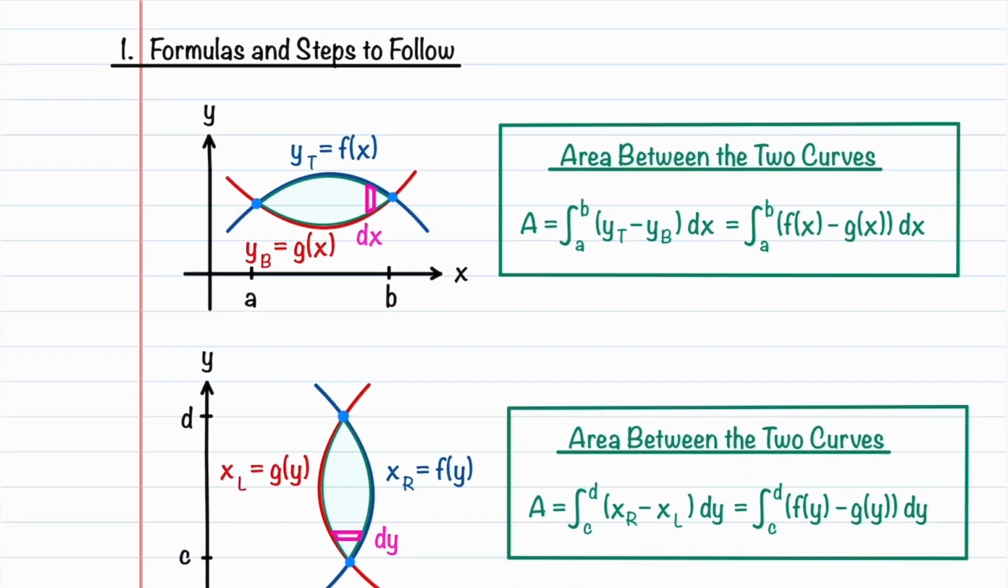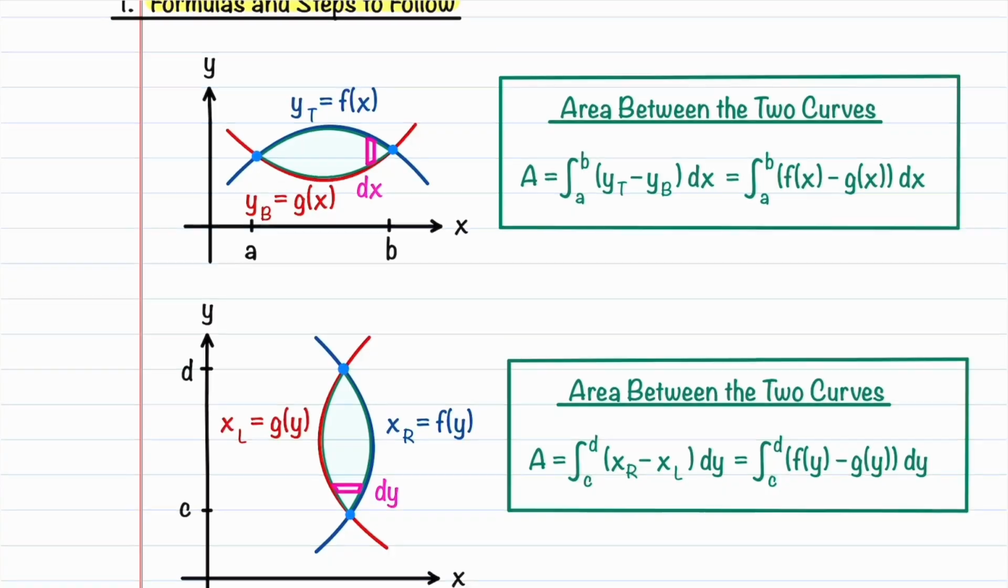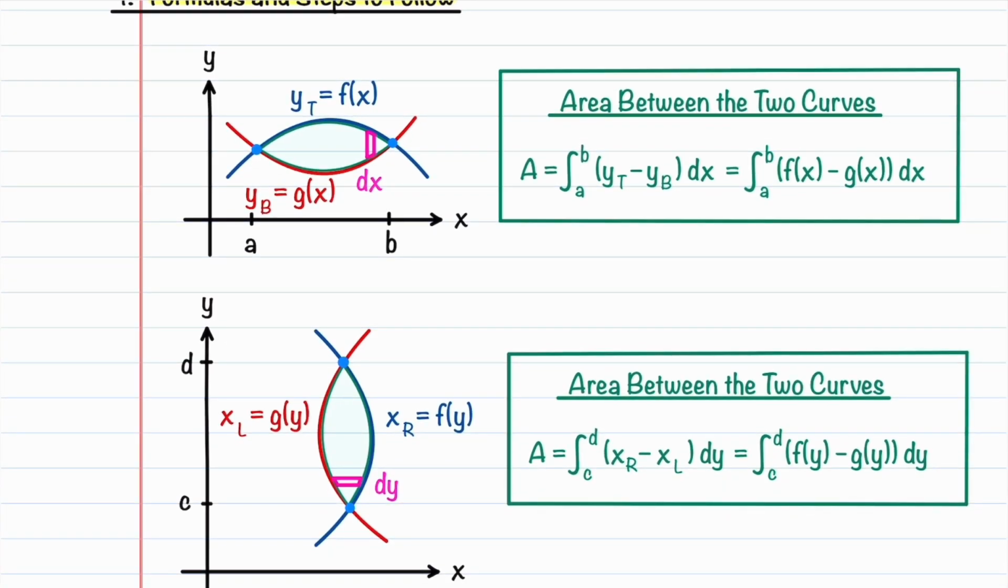We're going to begin by learning how to set up the formula for the area between two curves and to choose whether to integrate with respect to x or with respect to y. When you're given two curves and you need to find the area between them, you're going to sum up an infinite number of rectangles with height f of x minus g of x and width dx, or with height dy and width f of y minus g of y.